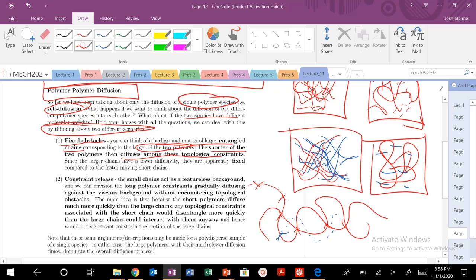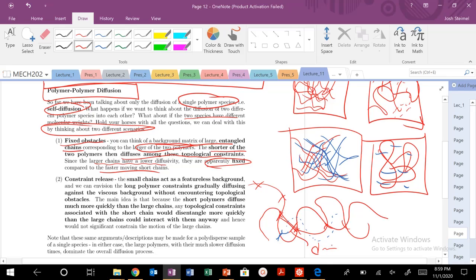So the larger chains will have a much lower diffusivity, obviously because they have these topological obstacles. They're constrained, they're entangled, they're in that reptation regime. So they're going to appear to be fixed compared to these faster moving short chains. So even though they have to move along these obstacles, what you'll find is, actually it depends, we have to make sure that the distance between these constraints is going to be on the order of the size of your polymer or smaller.